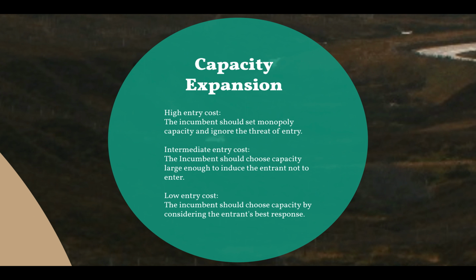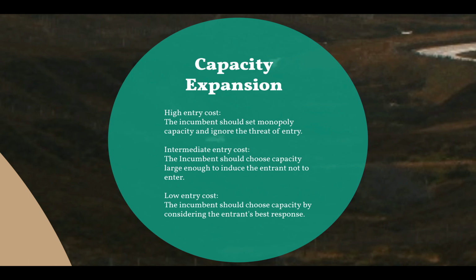First, the incumbent firm decides what capacity to produce. Next, when the entrant firm has observed the incumbent's choice, the entrant decides whether to enter and, if so, what production level to choose. An incumbent's optimal capacity choice depends on the level of entry costs.